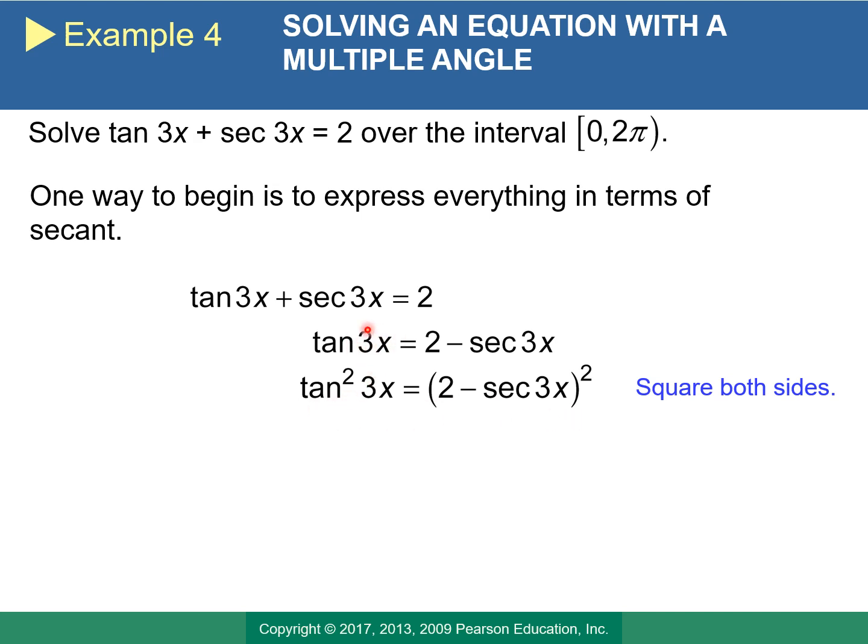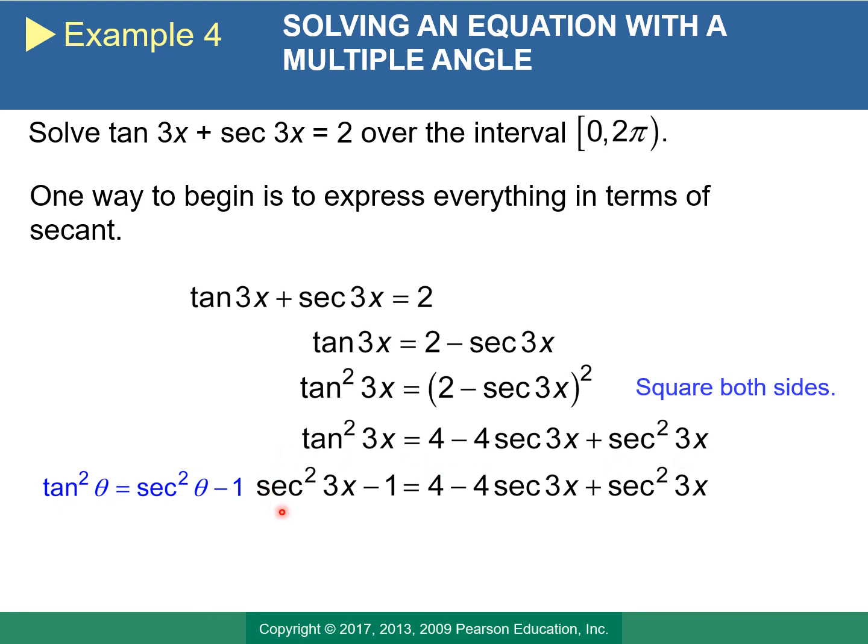On the left side, be careful, it's just tangent 3x squared, so we don't square the 3, the angle is still 3x. The square just goes on the tangent, so tangent squared 3x. On the right side though, you do have to FOIL this out because this is a binomial. Feel free to pause this if you want to work this out. You're doing 2 minus secant 3x times itself. After you worked it out, from FOILing you got 4 minus 4 secant 3x plus secant squared 3x.